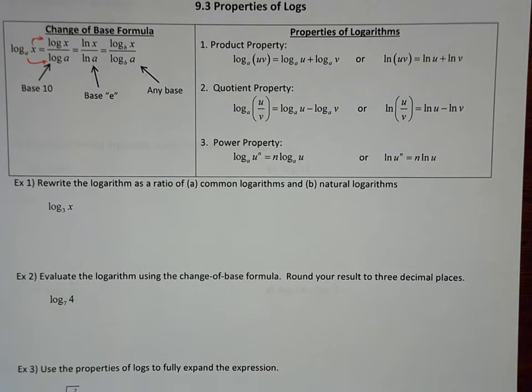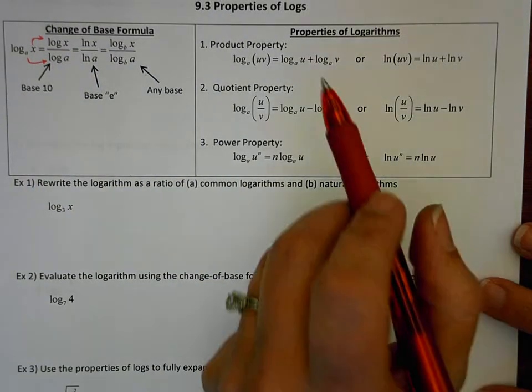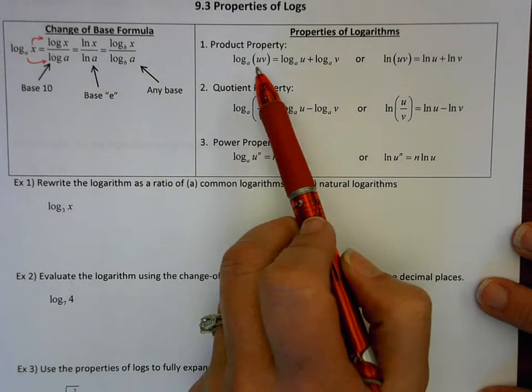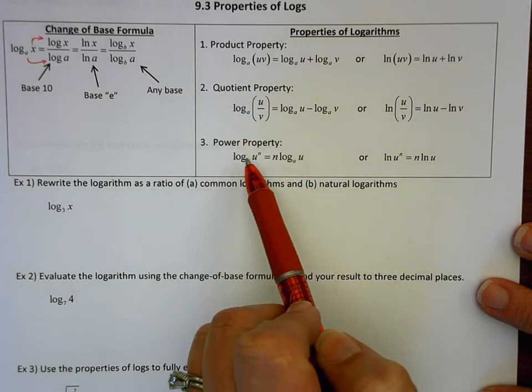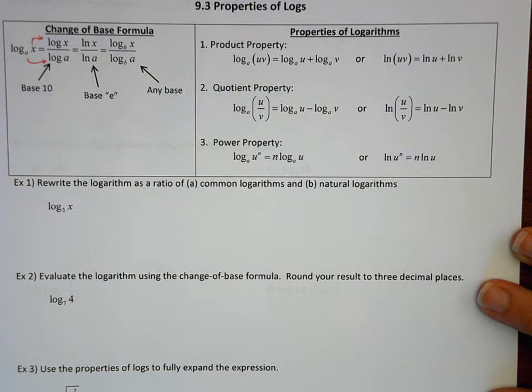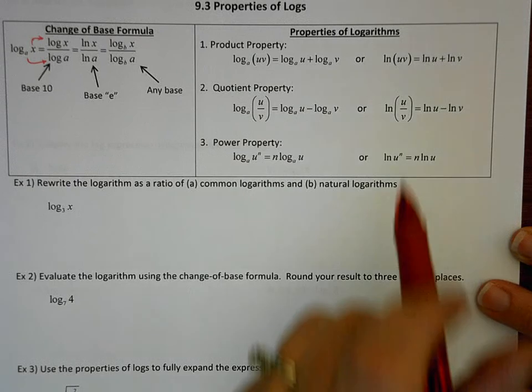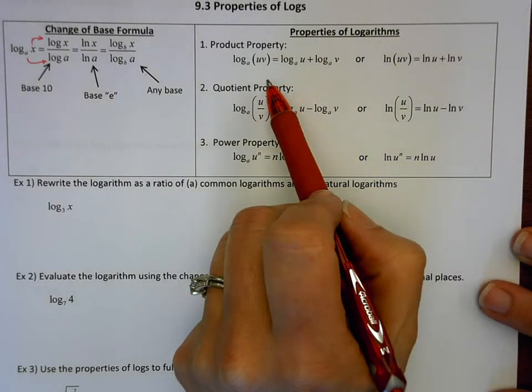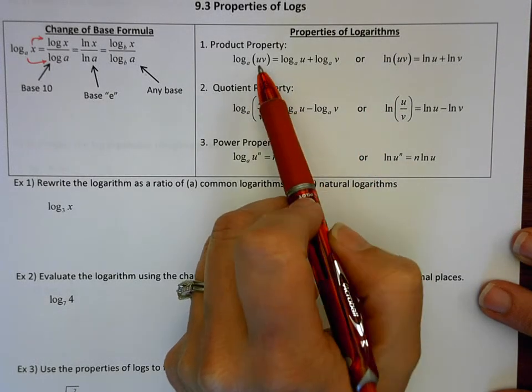As far as our properties of logarithms, we have three different ones. We have to know the product, the quotient, and the power property. We really, really need to have these memorized. One of the things you need to think about is your rules of exponents. When we're multiplying, we add our powers. When we're dividing, we subtract our powers. We need to know all of those properties. Just like we do for exponents, we need to know them for logarithms.